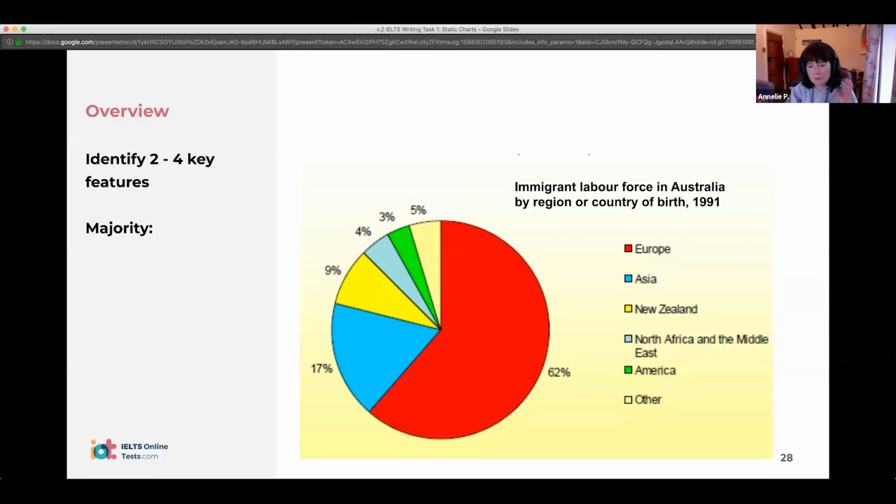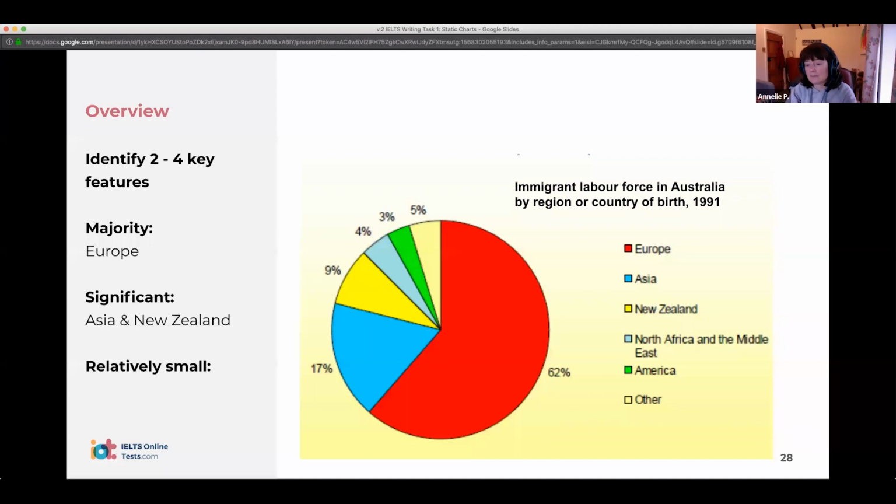Okay, good. So that's a very big majority there. That's clearly something that you're going to need to put in the overview. Okay. And then we have one other country, one other area, which is quite significant. So then Asia and, well, you could also say New Zealand as well. They're definitely larger than the others.